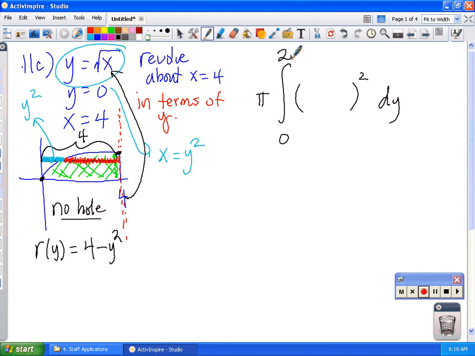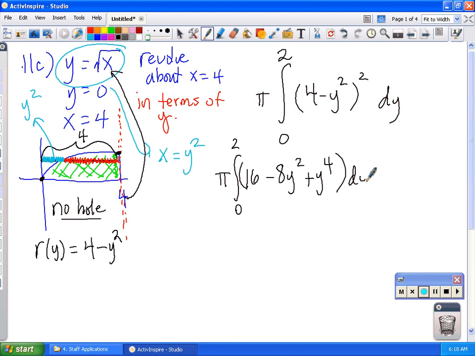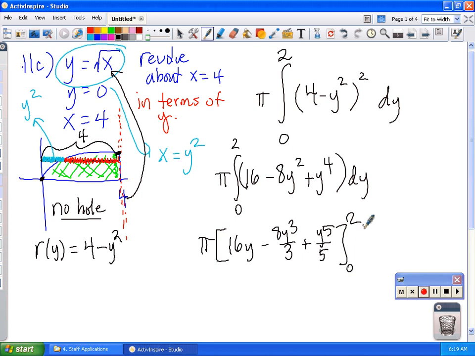Then I'm going to take my radius, which is 4 minus y squared. I'll take it maybe one step further. That would be pi times the integral from 0 to 2. I'm going to square the binomial: 16 minus 8y squared plus y to the 4th, dy. I'm going to find the antiderivative, which would give me pi times 16y minus 8y cubed over 3 plus y to the 5th over 5, from 0 to 2. I'm going to evaluate that at 2. Fortunately, the 0 will go out, and then I'll get my answer.